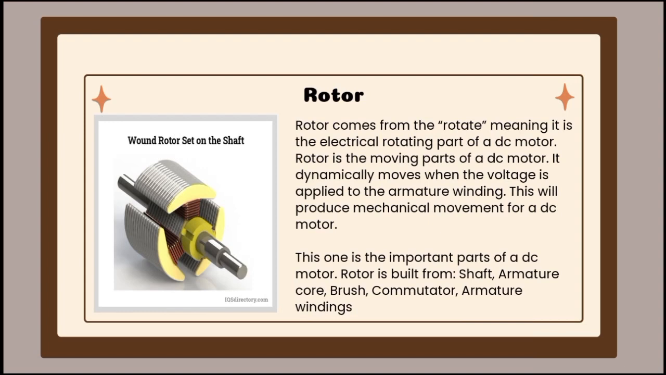Number 2. Rotor. The rotor comes from the word rotate, meaning it is the electrical rotating part of a DC motor. The rotor is the moving part of a DC motor. It dynamically moves when the voltage is applied to the armature winding. This will produce mechanical movement for a DC motor. So this one is the important part of a DC motor. The rotor is built from the shaft, armature core, brush, commutator, and armature windings.